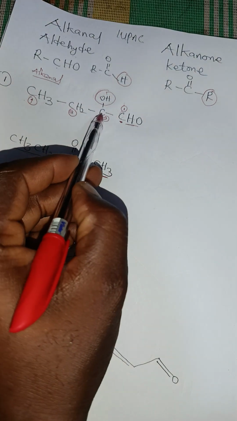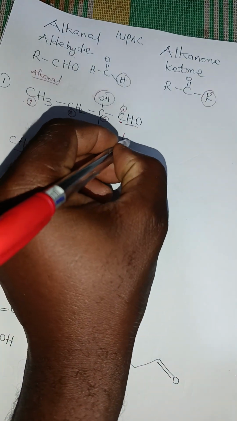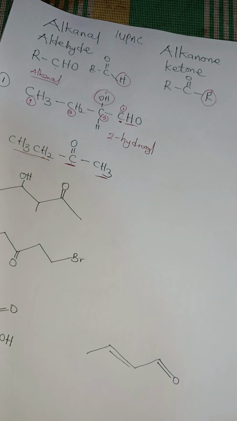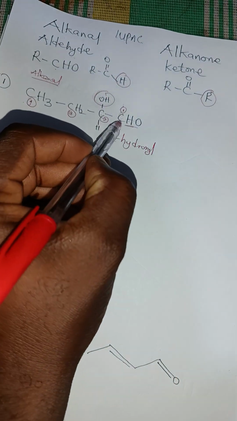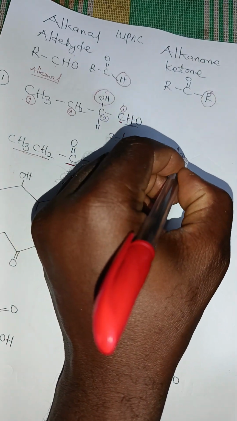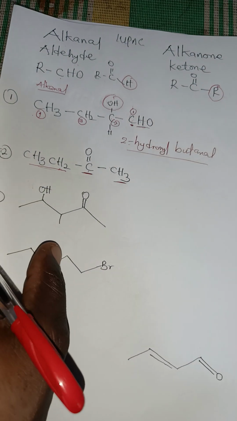So 1, 2. Now say 2, then what? Hydroxy. 2-hydroxy. 1, 2, 3, 4, butanal. I think that is clear. Now let's go to this one.